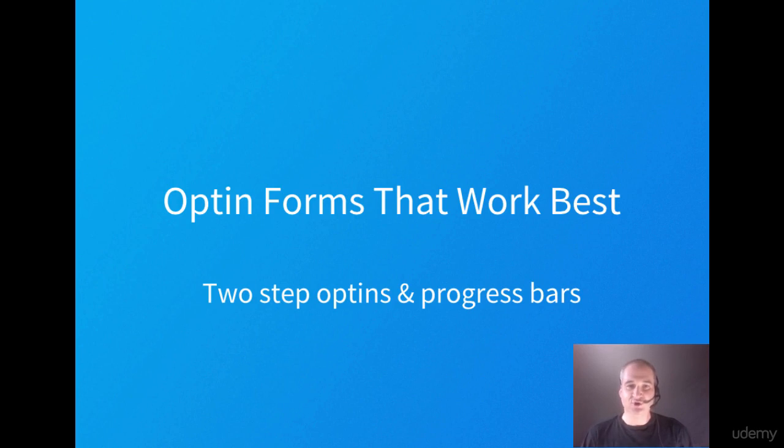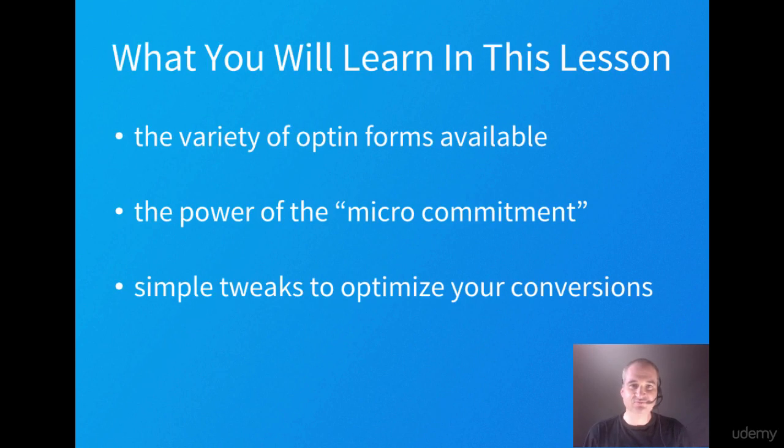Now, in this case, we're going to be talking about two-step opt-ins and progress bars as one of the higher converting elements that we can incorporate on our landing pages. What we're going to cover in this lesson is that there's a really big range of types of opt-in forms we can use, from very simple to somewhat complex, from lots of fields to very few. We're going to discuss the power of what we call the micro commitment and what it means for the quality of your list, and simple tweaks that we can use just in the opt-in form itself to increase our conversions.